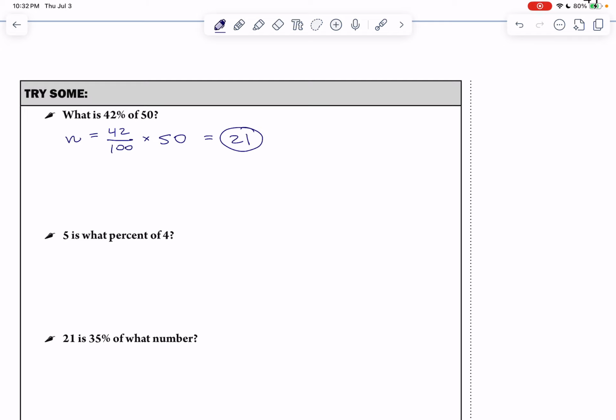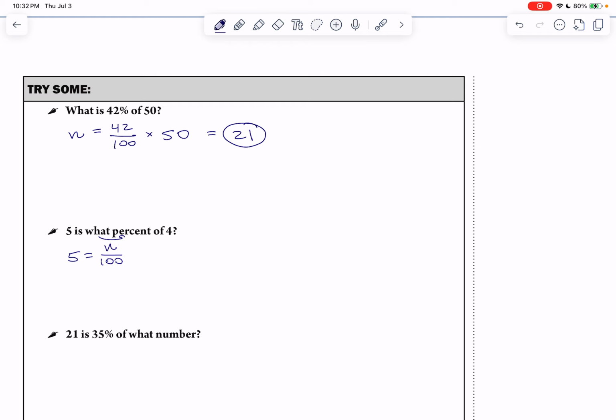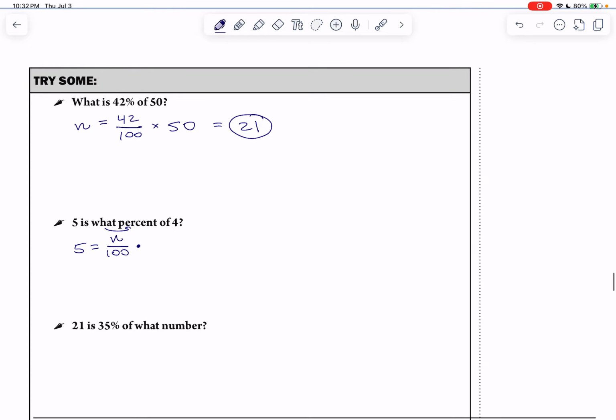How about the next one? 5 is what? We don't know what it is, make a variable. Percent. What percent? Means n divided by 100. Unknown divided by 100. Of is multiplication. Use a little dot since the x could be multiple things. Of 4. So we see here again, 5 equals what? Variable. Percent divided by 100, of multiplication, 4.